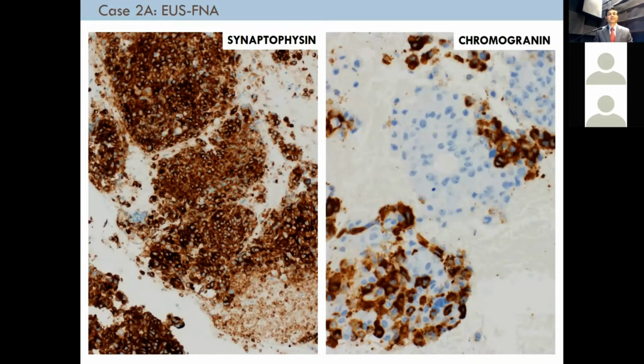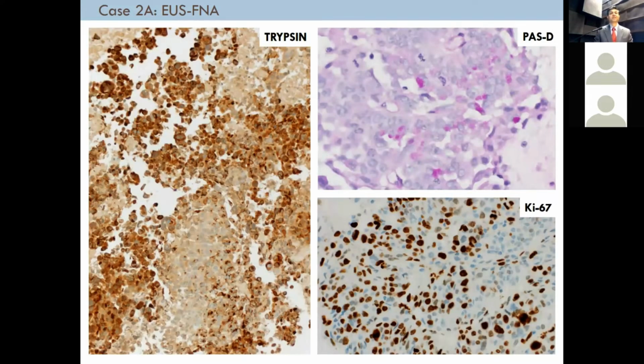By immunostaining, most of the tumor cells show positivity with synaptophysin. However, chromogranin was focally positive. Additional stains performed show patchy positivity with trypsin, and also there were scattered cells that showed positivity with PSD. Since there was a significant neuroendocrine component, we did the Ki67 stain, which showed greater than 50% positivity, which is consistent with high-grade neuroendocrine carcinoma. So this actually is a case of a mixed neuroendocrine acinar cell carcinoma.